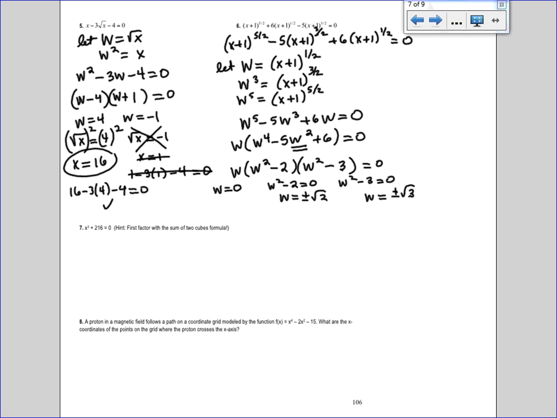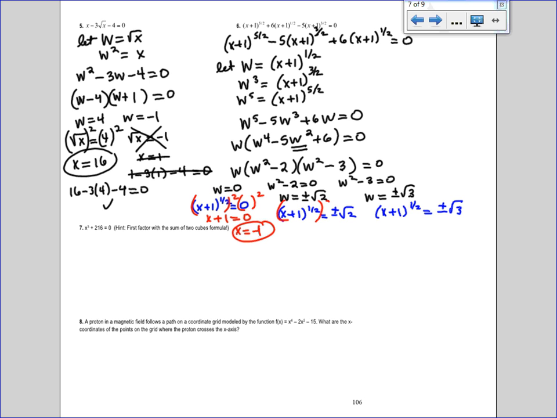But we didn't want W, we wanted x. So we plug back in. So I have x plus 1 to the 1 half equals 0. x plus 1 to the 1 half equals plus or minus the square root of 2. x plus 1 to the 1 half equals plus or minus the square root of 3. We're going to get rid of the 1/2 power, so square both sides. So I get x plus 1 equals 0, so x equals -1.